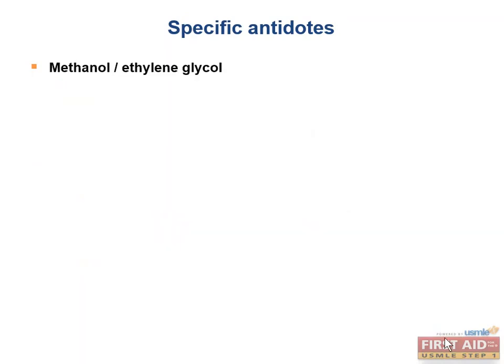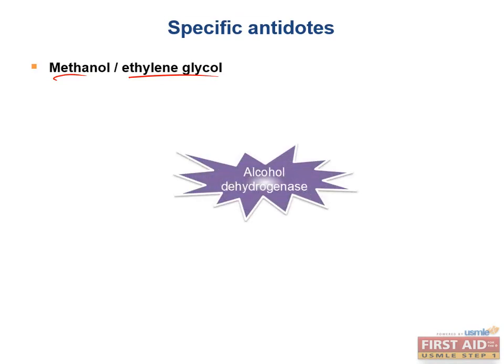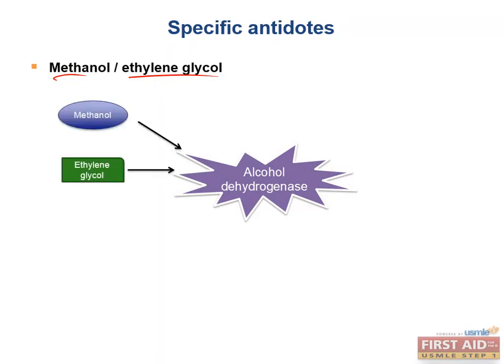Now, in methanol and ethylene glycol poisoning, the actual compounds themselves are not as toxic as the metabolites that they produce. So we need to jump back to biochemistry for a while, and we need to resurrect the enzyme alcohol dehydrogenase. Let's bring that into the picture here. This enzyme, alcohol dehydrogenase, turns methanol and ethylene glycol into toxic metabolites.